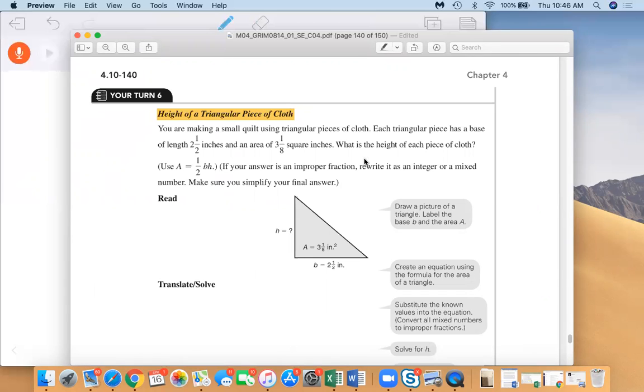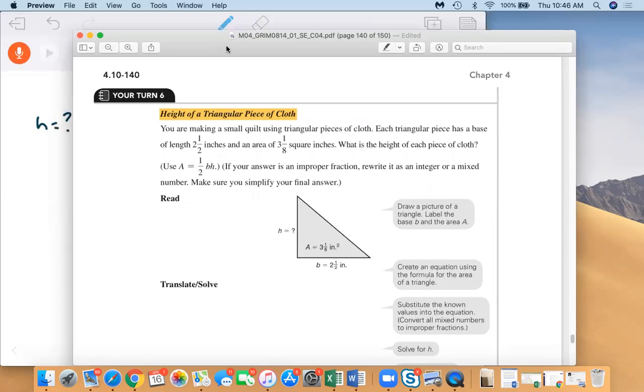So let's go ahead and draw our triangle over here for our worksheet. Oh, thank God you guys couldn't see what I just drew. That was terrible. Okay, 2.5 is the base. And then it says the base of length 2.5 inches and the area. So we know the total area equals 3 1/8 square inches. Okay, so what is the height of each piece of cloth? So we're looking for the height.